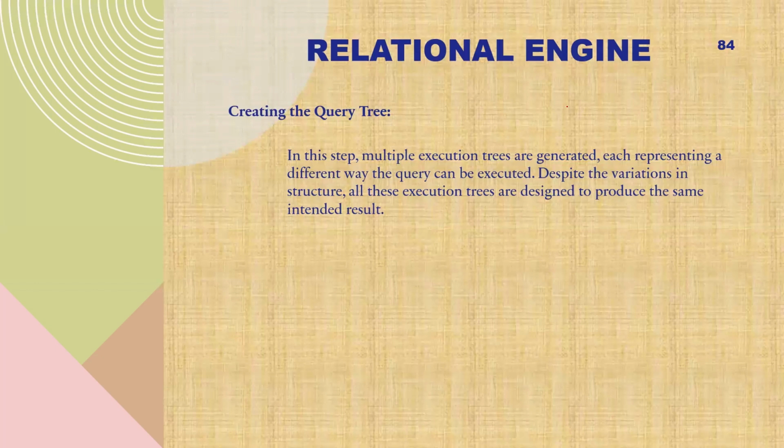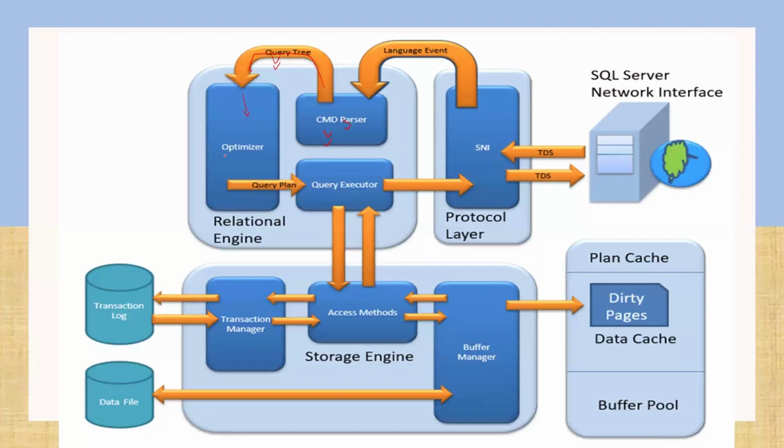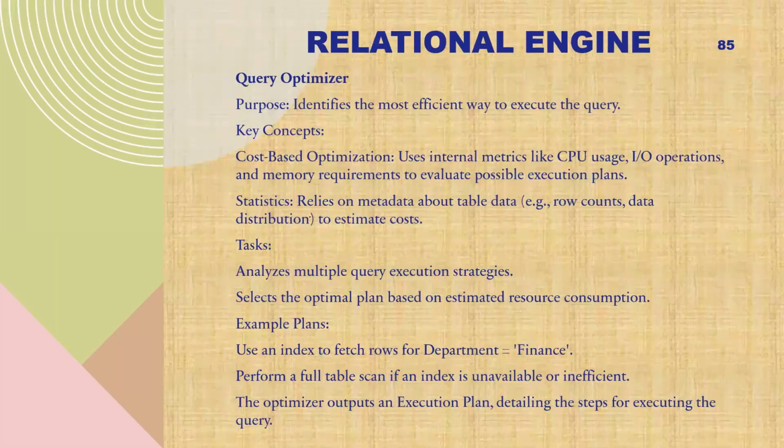Okay. So the query tree will be created. We will have multiple query trees, but the result will remain the same. After that, where will it move? It will move to the query optimizer. The query optimizer will identify the most efficient way to execute the query: how much CPU it is going to use, what the input output operations are, and what the memory requirement is for the possible execution plans. All of these are checked in the query optimizer.